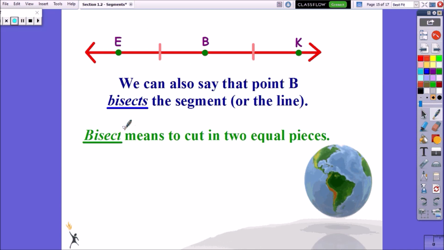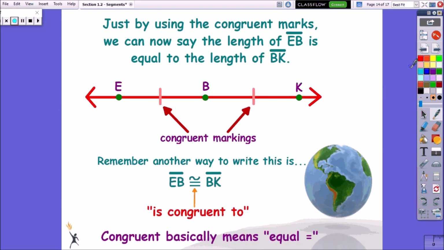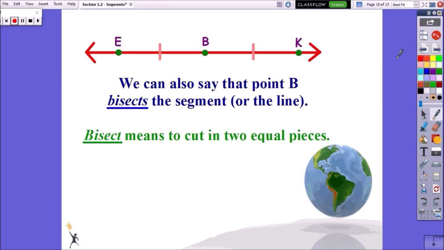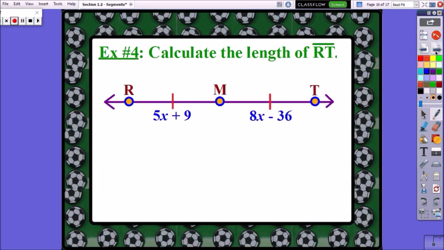So we can either use the vocabulary word bisect, or we could use the word, this is something we'll talk about much more in the next video, midpoint. Point B is the midpoint. It is in the middle between points E and K. All right, so midpoint or bisect represent the same idea there.